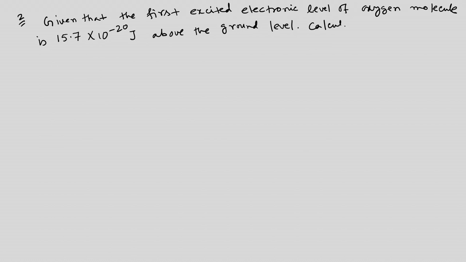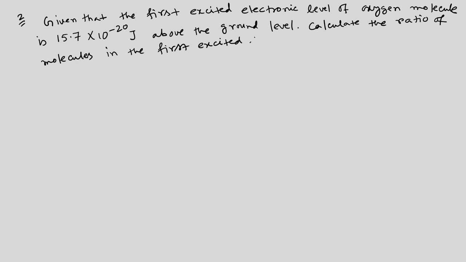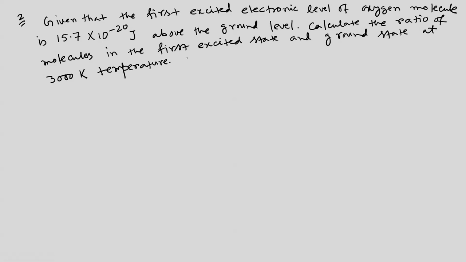Calculate the ratio of molecules in the first excited state and ground state at 3000 Kelvin temperature. The degeneracies are g naught equals to 3 and g1 equals to 2 respectively.